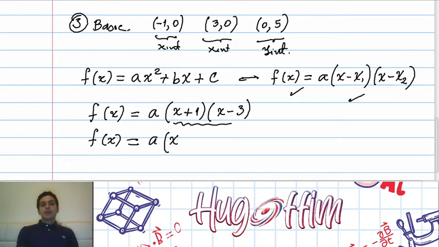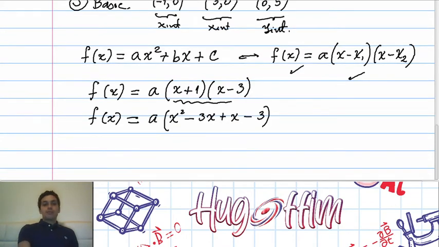So I will get a times (x squared minus 3x plus x minus 3). So I can simplify more. I'm going to get ax squared, minus 3 plus 1 will be -2, minus 2ax minus 3a.